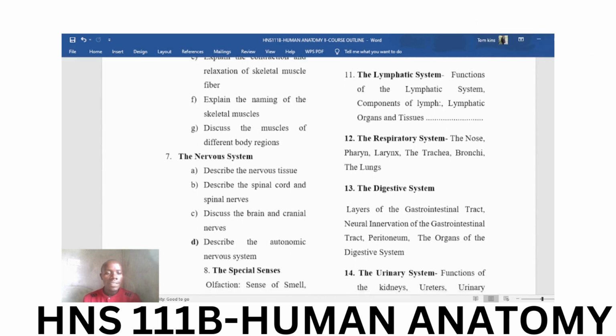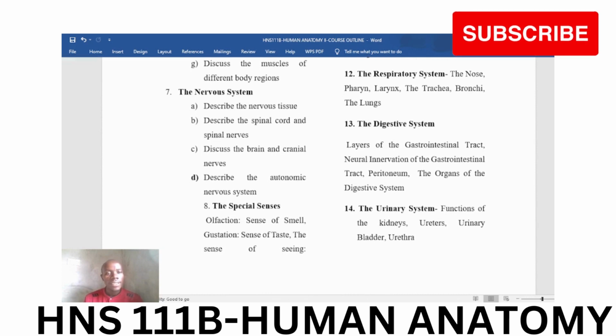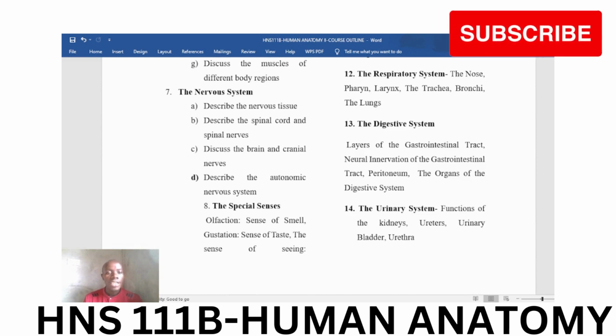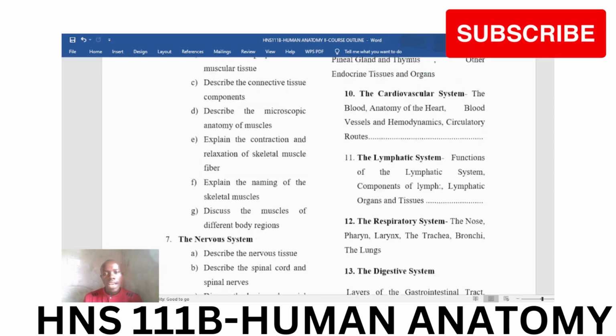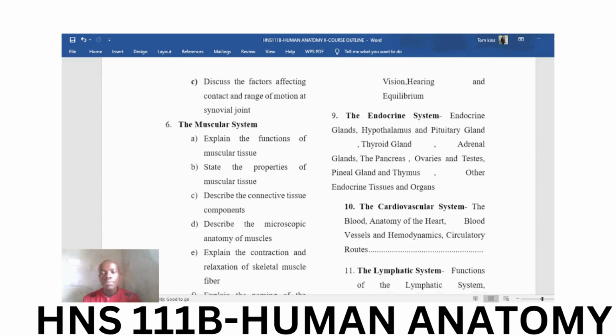What about the nervous system? On the nervous system, we'll be able to describe the nervous system, describe the spinal cord and spinal nerves, discuss the brain and cranial nerves, and then describe the autonomic nervous system. On the special senses, we'll be looking at olfaction, that is the sense of smell, gustation, the sense of taste, and the sense of seeing. Then look at the vision, hearing, and equilibrium.